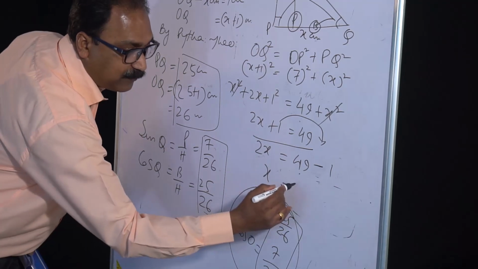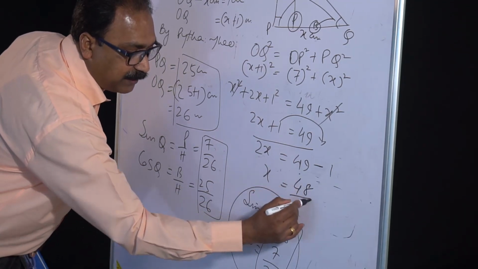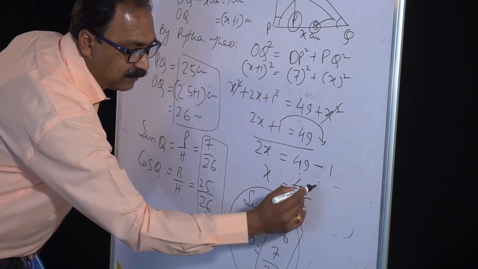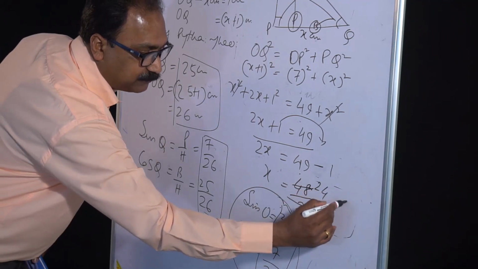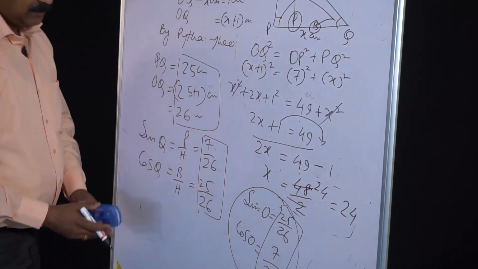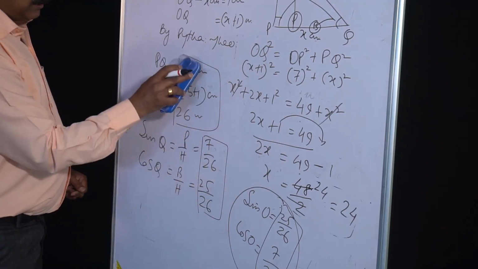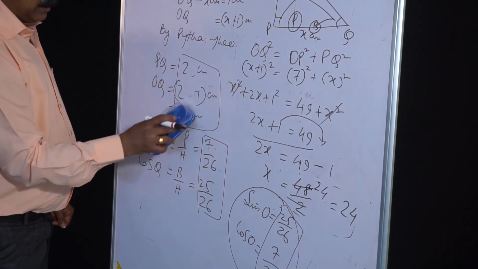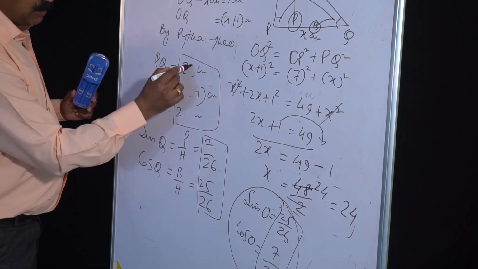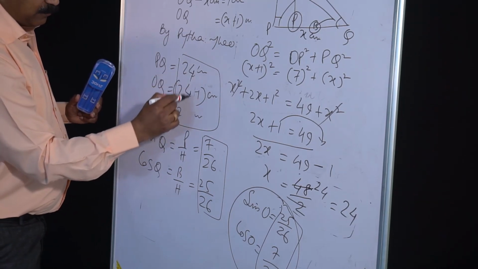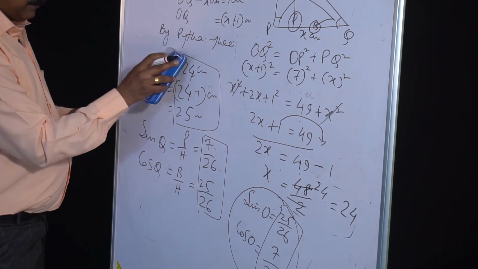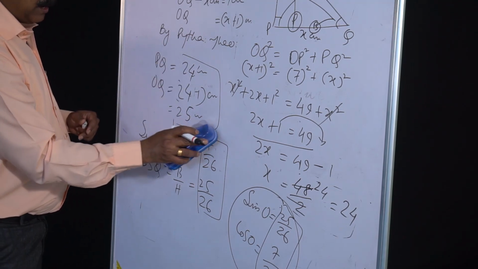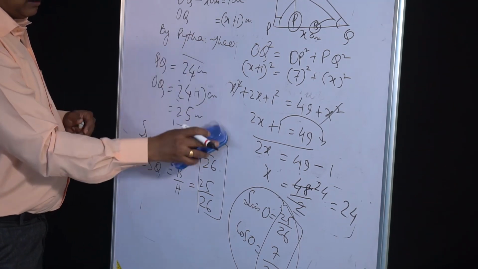So it becomes 48 by 2. If you cancel, it will be 24. Clear? Then when it is 24, this is changed. So this part is 24, 24 plus 1, 25. So please correct this part.